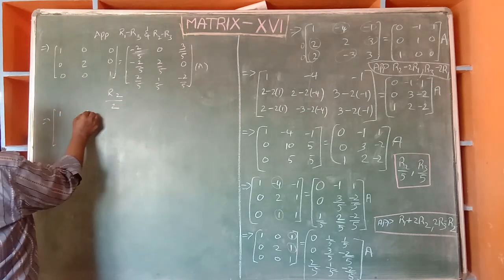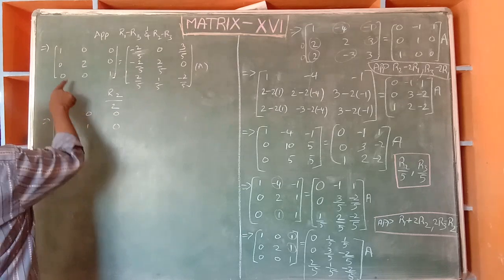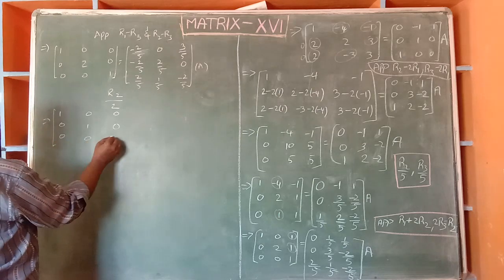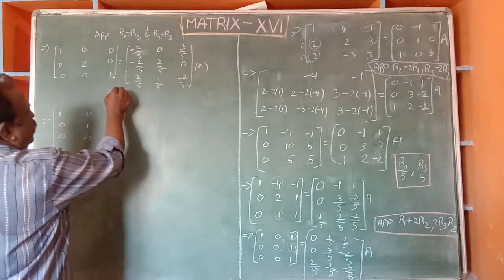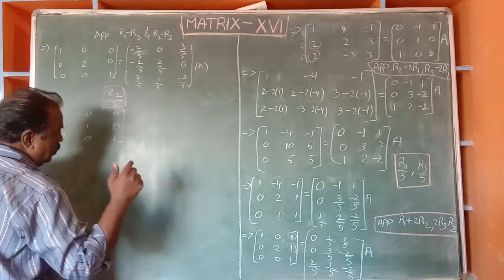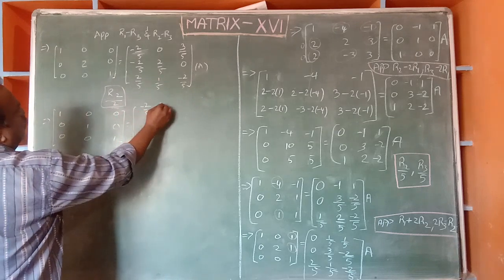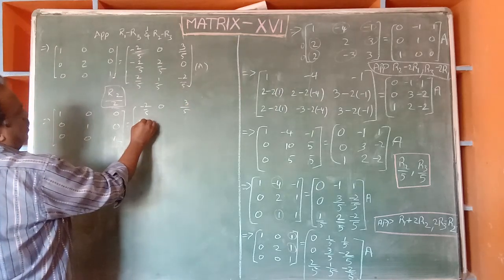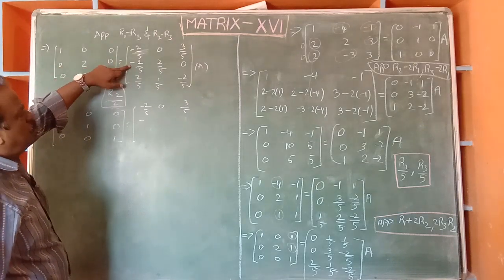That is 1 0 0 0 1 0. Only R2 is divided by 2, and 0 0 1. Okay, now only this is applying. Here also minus 2 by 5, 0, 3 by 5. Here we are dividing by 2 now. R2 by 2 is there.